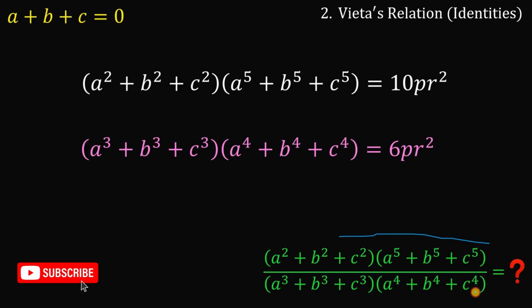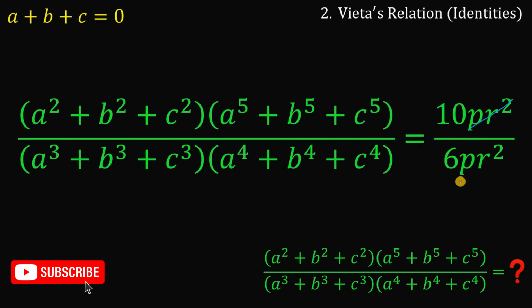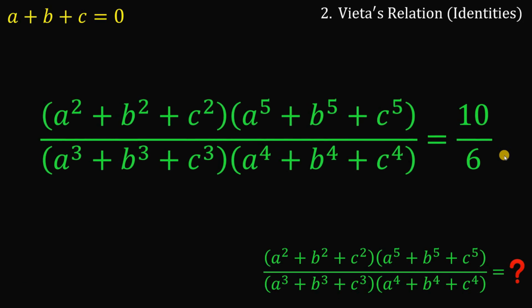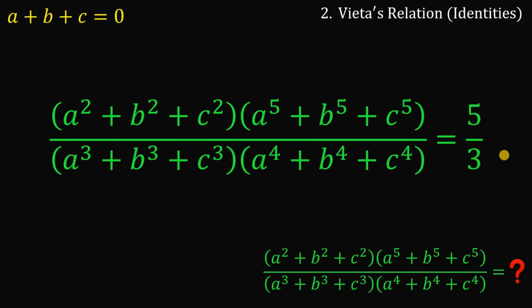Now we want the value of this entire expression. So let's divide these two like this. And take note, pr squared will cancel out. This is just 1. So what's left is 10 over 6. And this simplifies again to 5 over 3, which is our answer to this question.